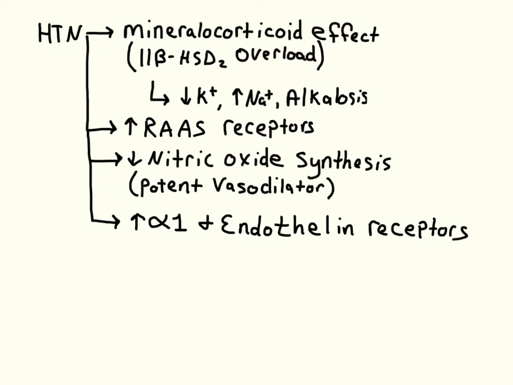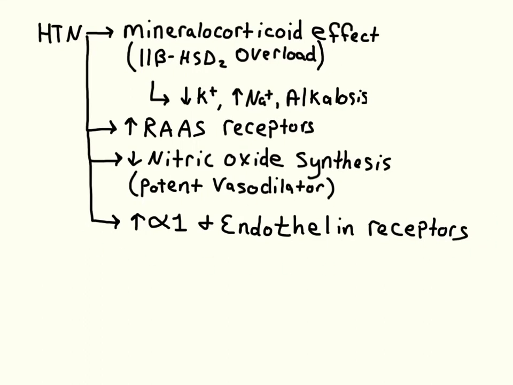And so that started people looking for other mechanisms. Next, reduced nitric oxide synthesis was discovered, and then an effect with the renin-angiotensin-aldosterone system, possibly that their receptors are increased. That was the next thing discovered around 2003 or 2004. And then I think most recently it's been discovered that alpha-1 and endothelin receptors are increased, so you get vasoconstriction whenever the catecholamines bind to these receptors.